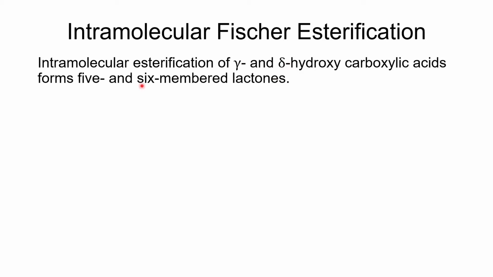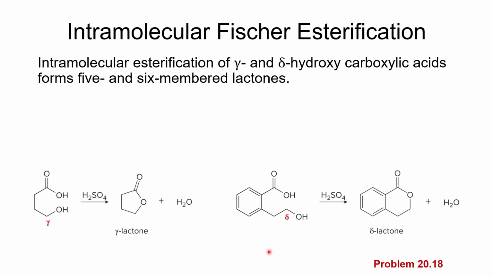I encourage you, when you're doing these problems, and we're about to do a mechanism, to label your carbons, so that you can identify which carbon is going where, so that you know what's going to happen. All right, so here we've got a gamma hydroxycarboxylic acid, and because it's a gamma, we can form a gamma lactone, which is a 5-membered ring. This one is a delta, if we count 1, 2, 3, 4, so alpha, beta, gamma, delta. That's a delta, so we're going to get a 6-membered ring, which is the delta lactone.